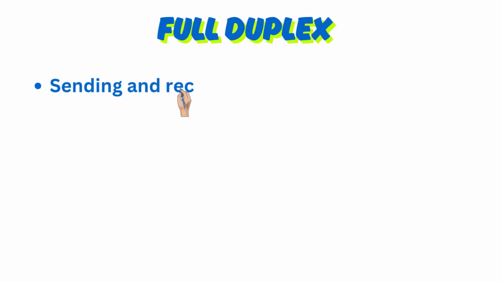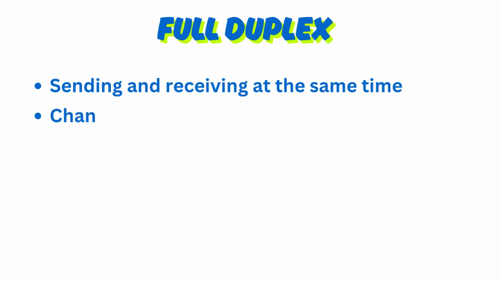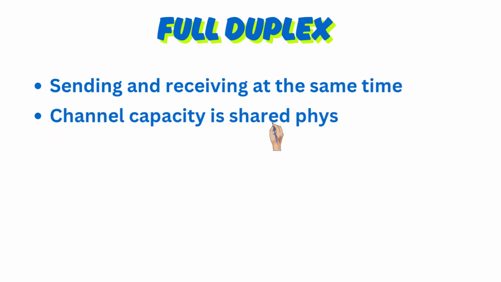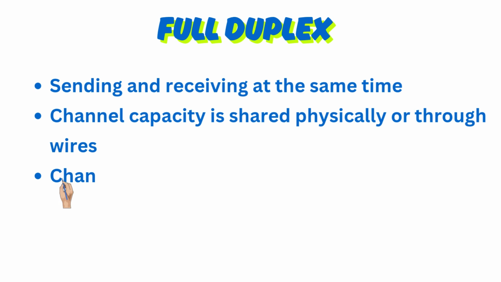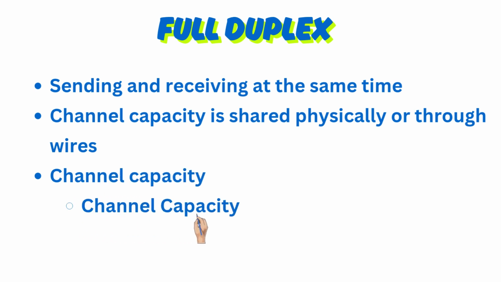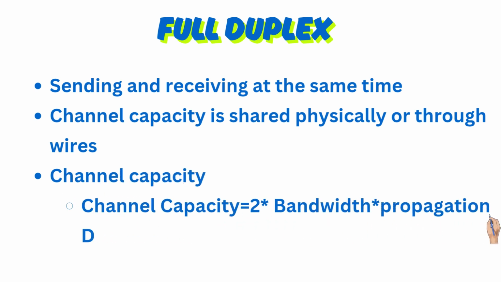We are about to discuss the last mode of communication, which is known as the full duplex mode of communication. In this type of communication, both sending and receiving devices are allowed to send messages to each other at the same time. This type of communication requires that the channel capacity must be shared between devices physically or through the wires. Similarly, the channel capacity in this type of communication can be obtained by using the following equation.